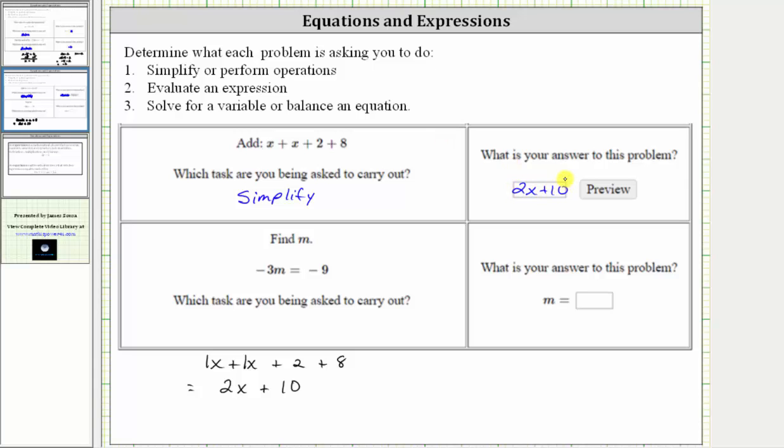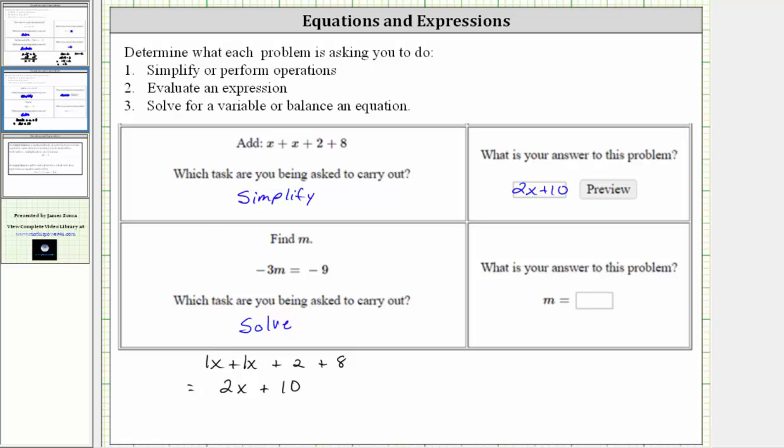And for our last example, we're asked to find m given the equation negative 3m equals negative 9. Because we are trying to find the value of m that makes this equation true, our goal here is to solve the equation. So that's the task we are asked to carry out, solve.